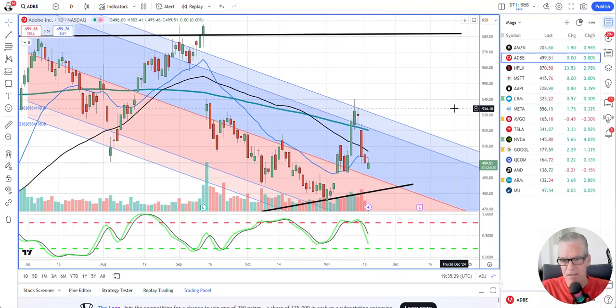Adobe, keep thinking this is going to have its moment. It's in a downtrend. It's in a contraction phase, not an expansion phase. I'm not sure why, because a lot of the software names are doing pretty well up near 52-week highs. I don't know what's wrong with this one. Don't have to know what's wrong with this one. The chart tells me everything I need to know.